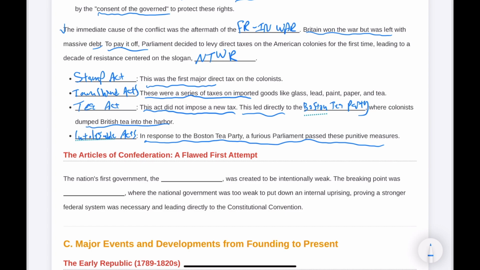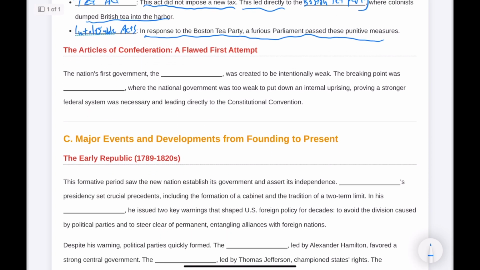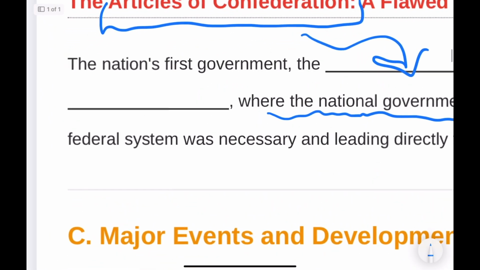The Articles of Confederation. Let's go ahead and talk about this. The nation's first government, right here. The Articles of Confederation was created to be intentionally weak. The breaking point was blank, and this is where the national government was too weak to put down an internal uprising. So what was that? That was Shays' Rebellion.